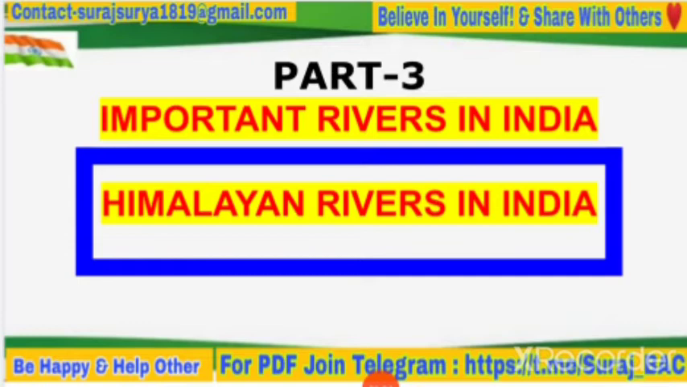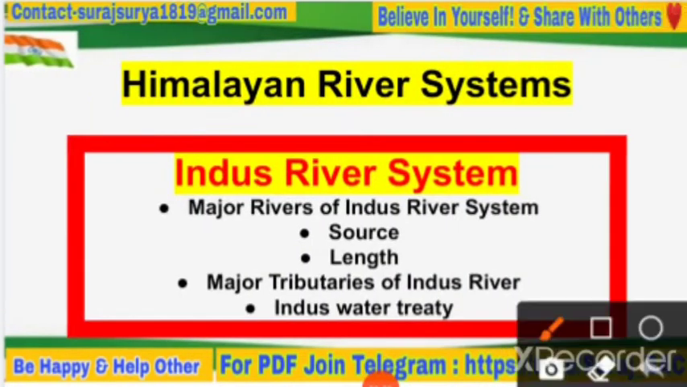So let's have a look, before discussing the Indus river system, at the Himalayan rivers in India. As we all know, when we were discussing the important rivers in India, at that time I classified rivers in India into various classifications, and I made you understand that generally in India you will find two types of river systems. One, which we have studied earlier, was the peninsular river system, and the most important, which consumes 60% of the waters in India, is our Himalayan river system.